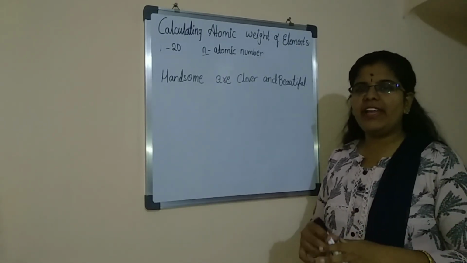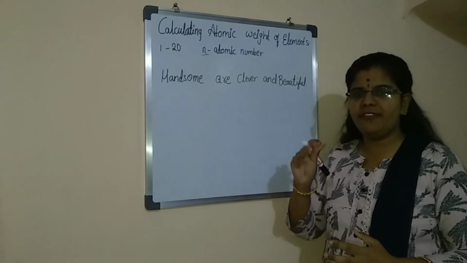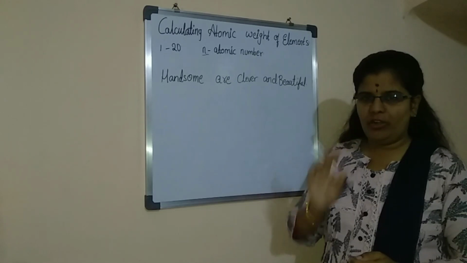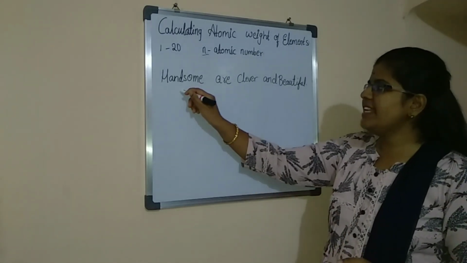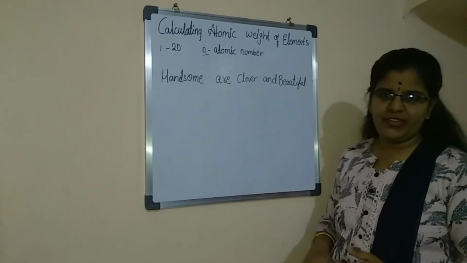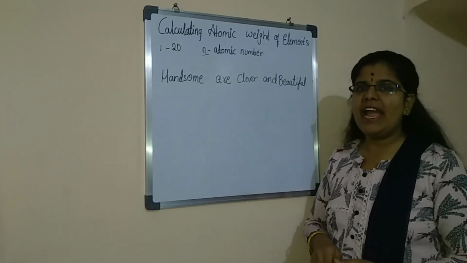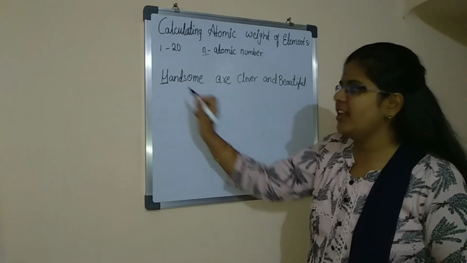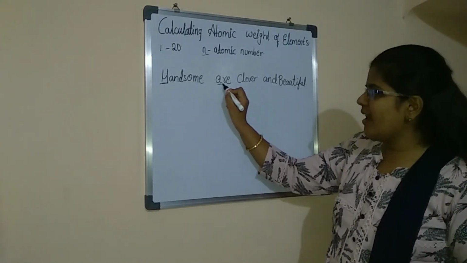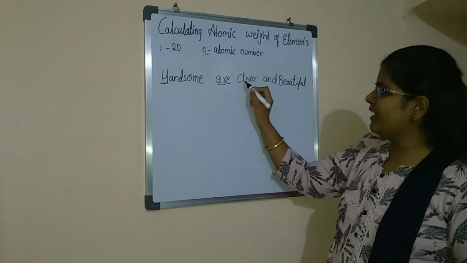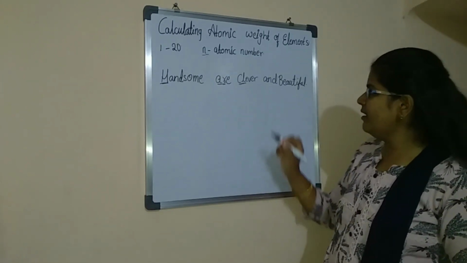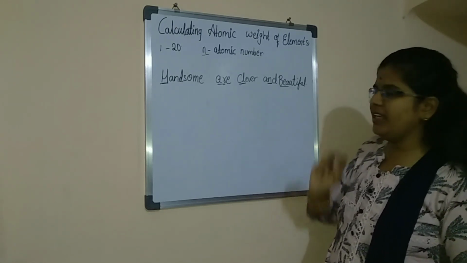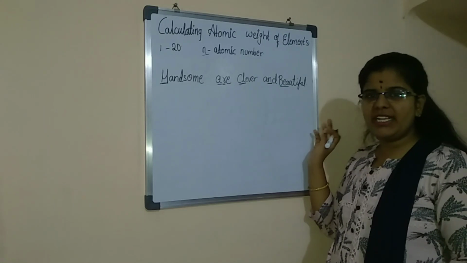I will be sharing a simple trick to remember those 5 exceptional elements. For that you need to remember one simple dialogue. What is the dialogue? "Handsome are clever and beautiful." This is a very simple dialogue. How do we remember the 5 elements? In handsome, H, that is hydrogen; Ar, that is argon; in clever, Cl, that is chlorine; and N, that is nitrogen; and in beautiful, Be. So these are the 5 exceptional elements.